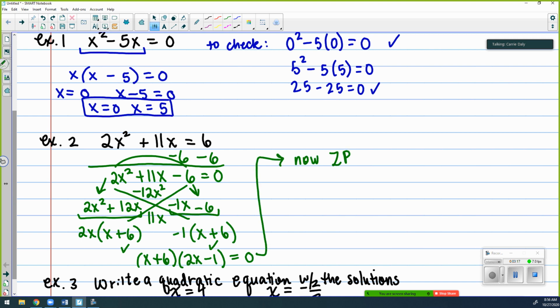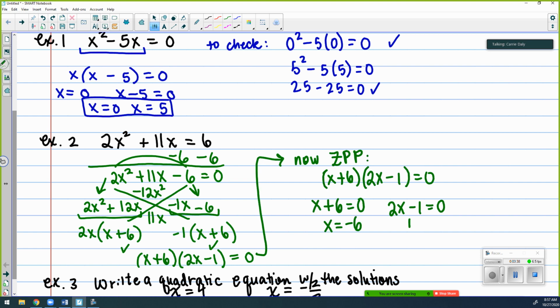Now a little zero product property will help us solve. Again, it was x plus 6 times 2x minus 1 is equal to 0, just rewriting. Set each factor equal to 0 and solve. This would be x equals negative 6. What would the second solution be? As you can see from my math, x equals 1/2. So my final answer is going to be x equals negative 6 and 1/2.